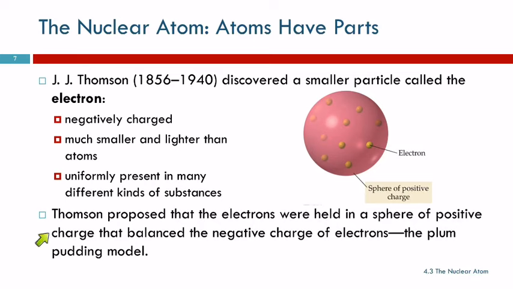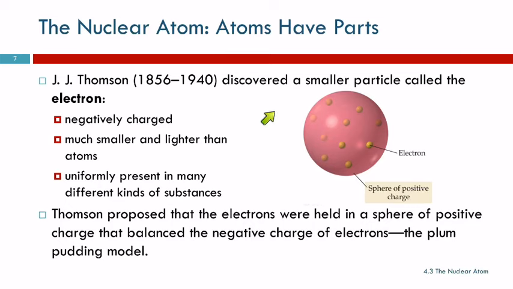So Thomson proposed that the electrons were held in a sphere of positive charge that balanced the negative charge of electrons. They knew that atoms were neutral. They had no net charge. If they have negative particles in there, then there must be some positive particles in there as well. So this was called the plum pudding model.